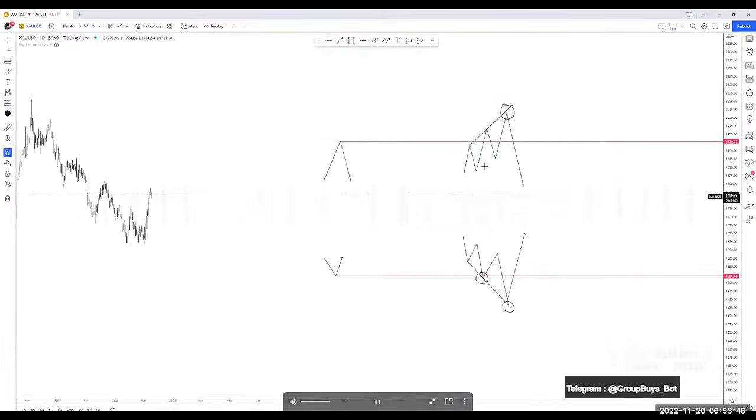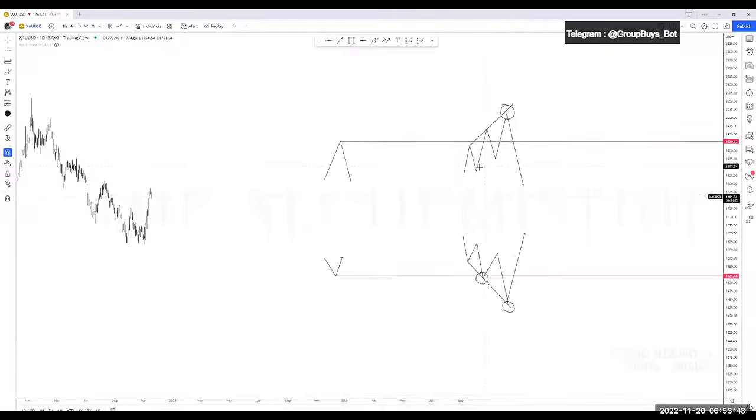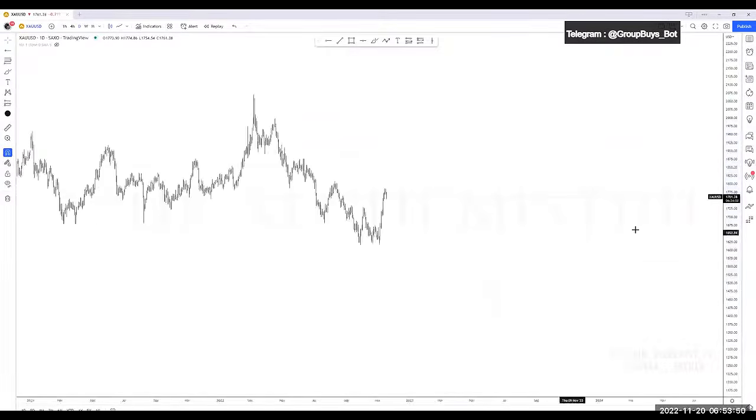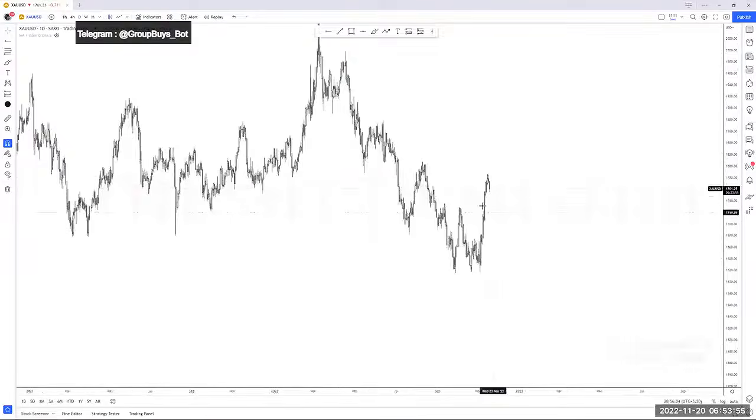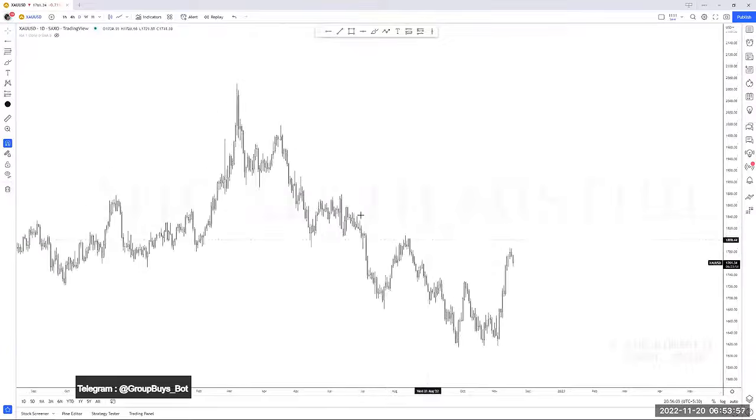Okay, so that's about the trend lines. Now, let me show you some examples of these trend lines. First, let's look at these outer trend lines.